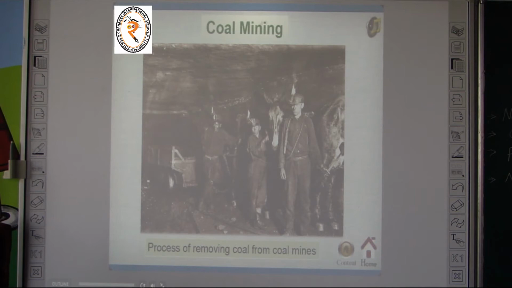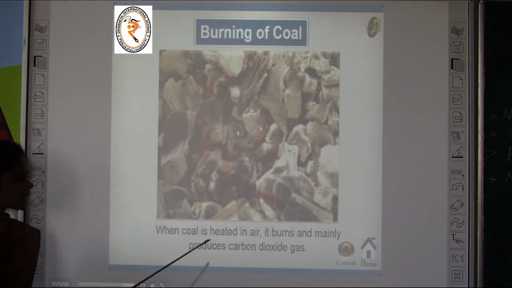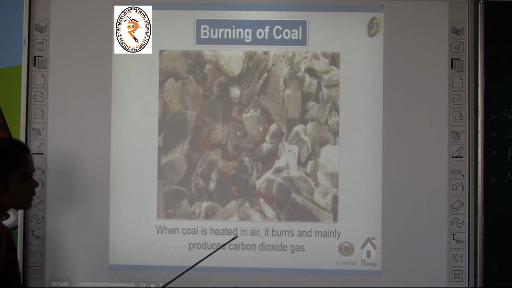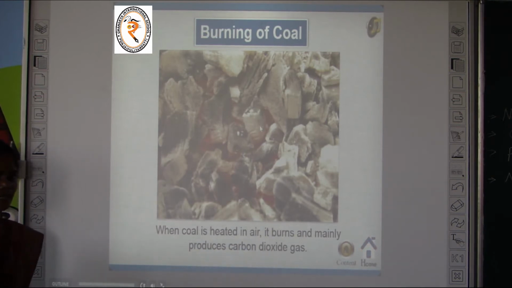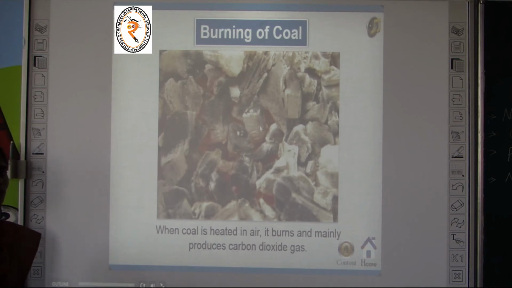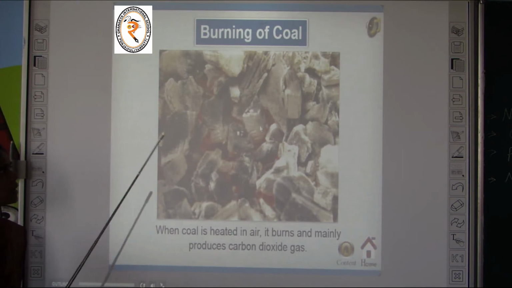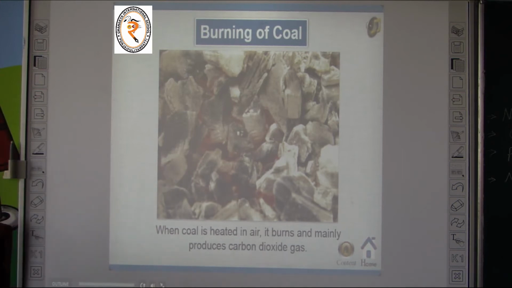The next one. Burning of coal. When coal is heated in air, it burns and mainly produces carbon dioxide gas. When carbon is heated at high temperature, it produces what gas? It releases carbon dioxide gas. So, this process is known as what? Burning of coal. So, define burning of coal. When coal is heated in air, it burns and mainly produces carbon dioxide gas. This process is known as burning of coal. Okay, and the next one.